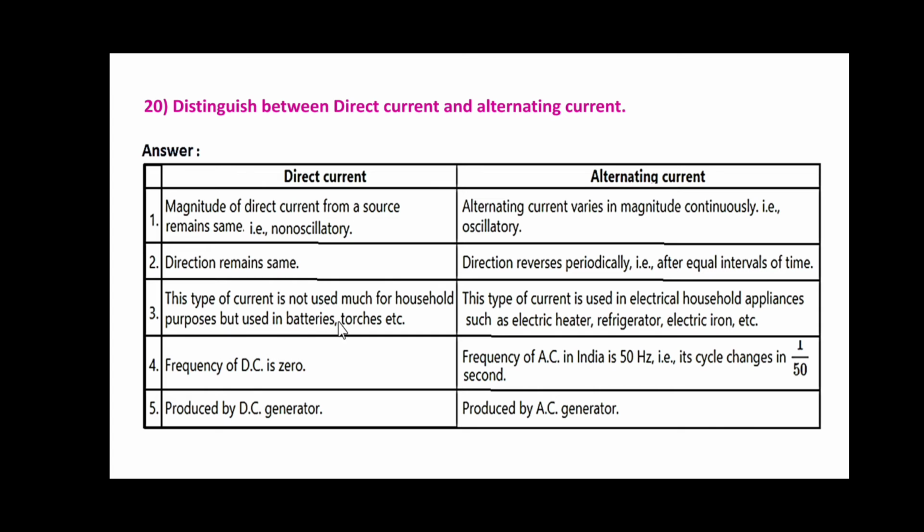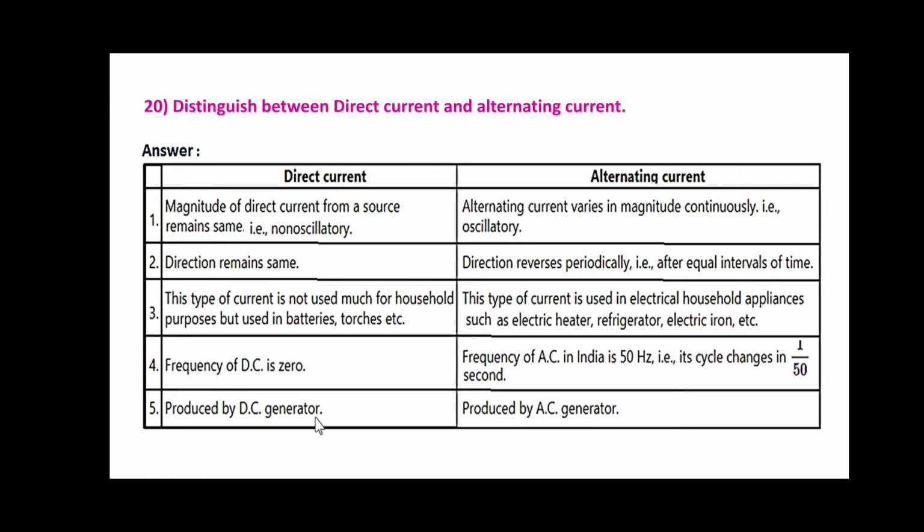This type of current is not used much for household purposes but used in batteries and torches. This type of current is used in electrical household appliances such as electric heater, refrigerator, etc. Frequency of DC is 0 and frequency of AC in India is 50 Hz. That is, its cycle changes in 1/50 second.